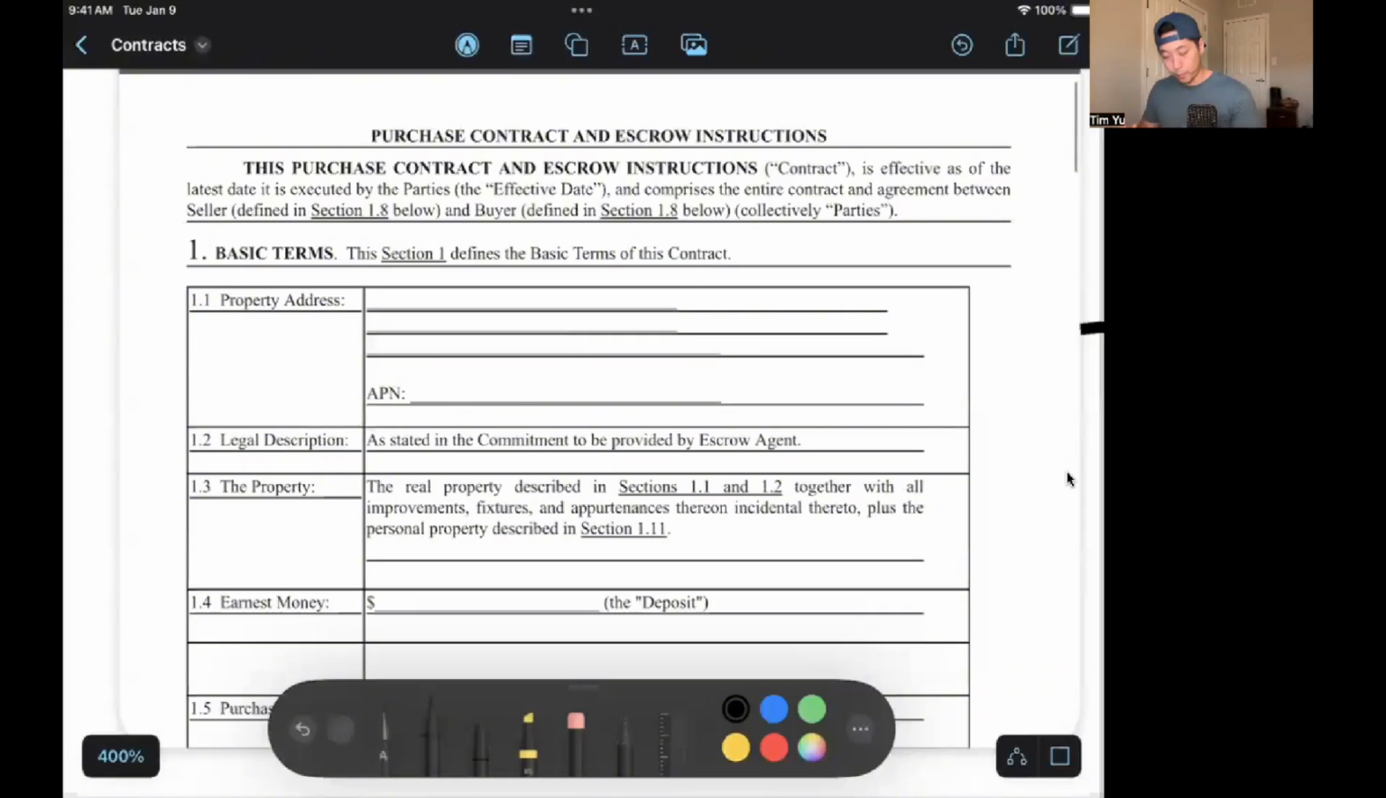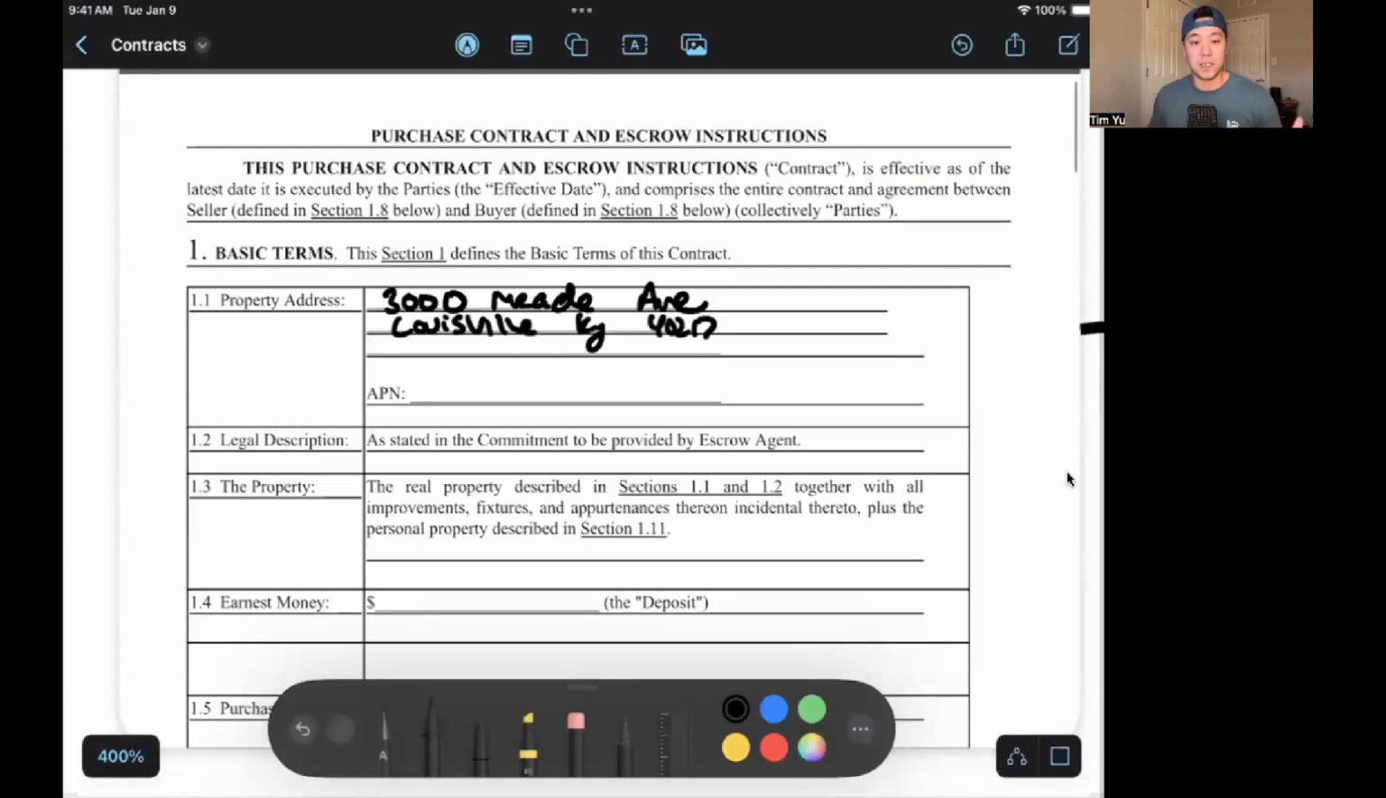So let's go with property address here. This is typical, right? So whatever address you're trying to buy. I'm going to put one of my addresses here on one of my properties. It's very self-explanatory, right? You're going to put the city, zip code, all that fun stuff.